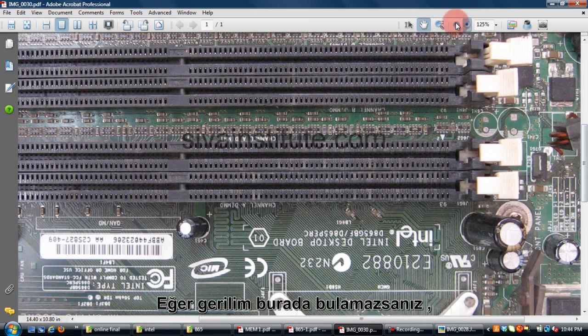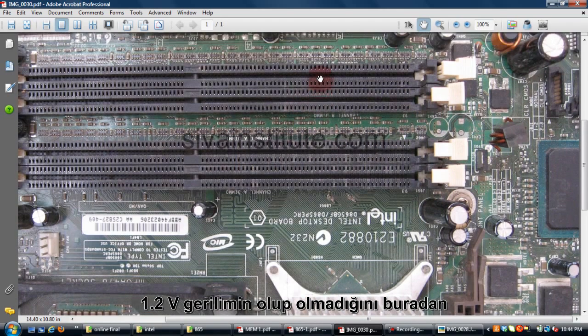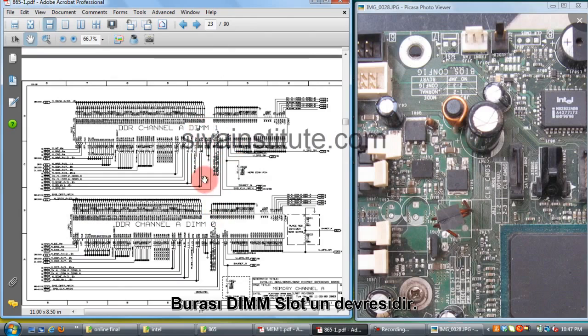You should check these regulators here. These are termination resistors. You should check whether 1.22 volts is there or not. If there is no voltage at this point, a memory fault will appear. This is the DIMM slot circuit. You should check whether supply is there or not.